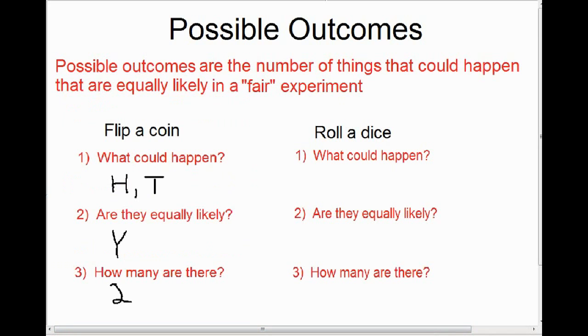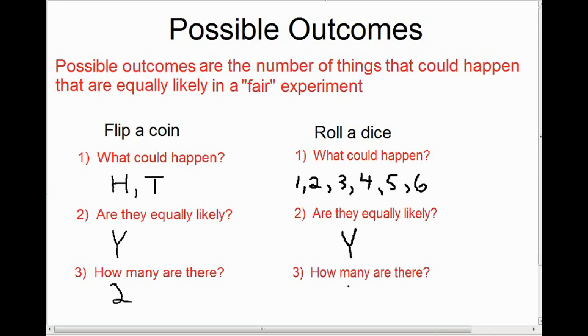The next example we're going to look at is if we roll a dice, and I'm talking about a six-sided dice that has the numbers 1 to 6 on it. When we roll a dice, the first question we ask ourselves is what could happen? Well, we could get 1, 2, 3, 4, 5, or 6. And when we roll that dice, are those outcomes equally likely? As long as it's a fair dice, as long as it hasn't been weighted for cheating or something like that, then yes, they are equally likely.